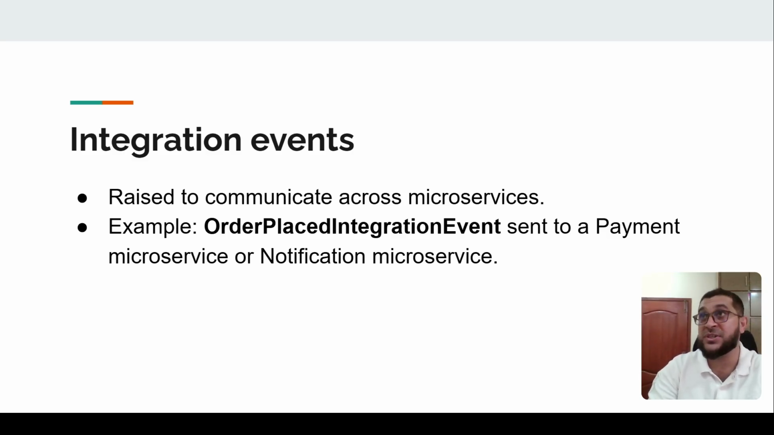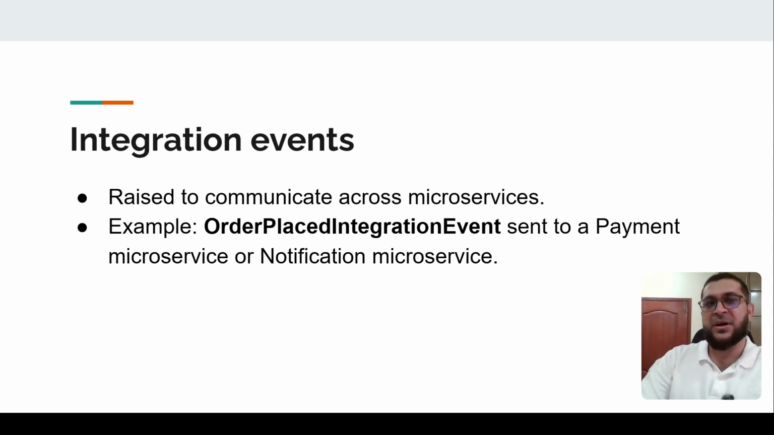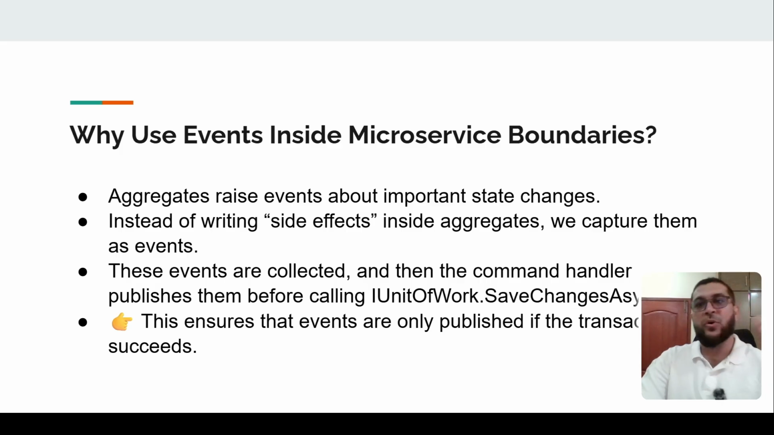It is used to communicate across the microservices. Example, order placed integration event, sent to a payment microservice or notification microservice. So here two microservices are communicating through the integration event. So there are two types: one is domain and the other is the integration event. So why do we use events inside the microservice boundary? Why is this important? The aggregate raises events about important state changes.